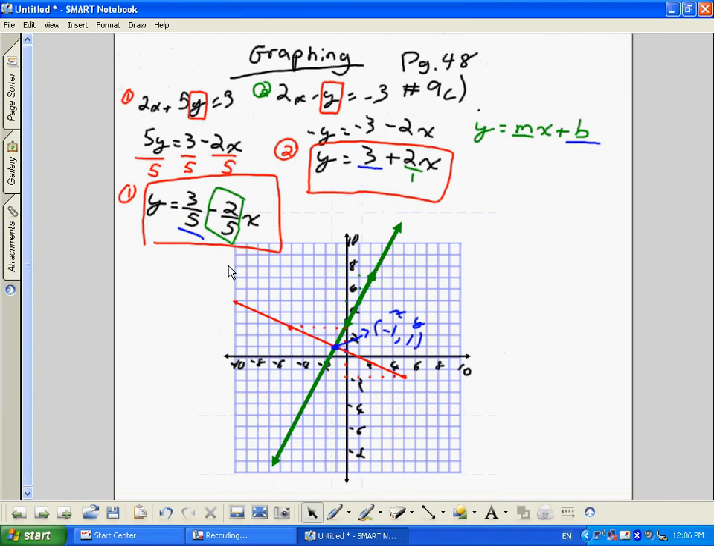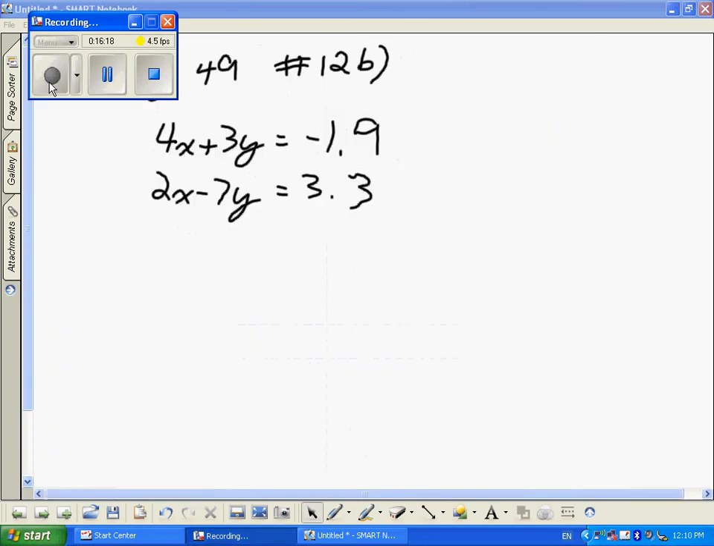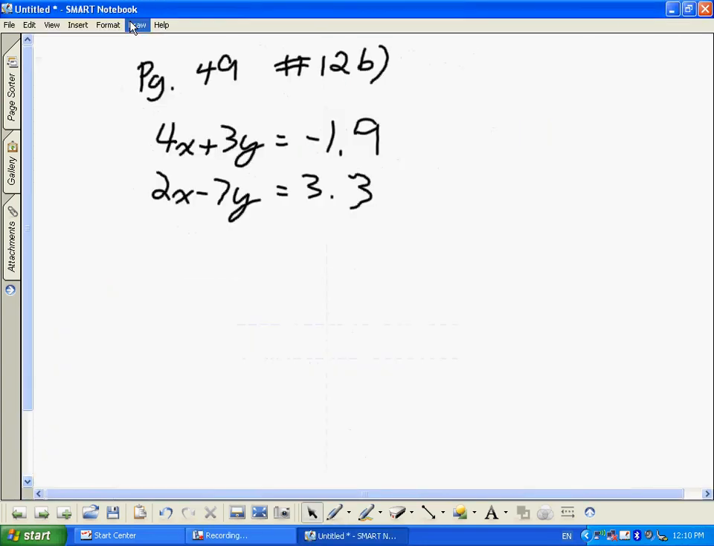Okay. So that was our graphing. Set them equal to y, find our y-intercept, and then apply the slopes. Question 12b, page 49.